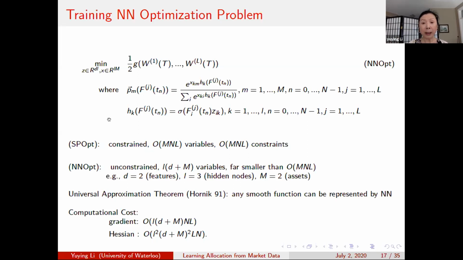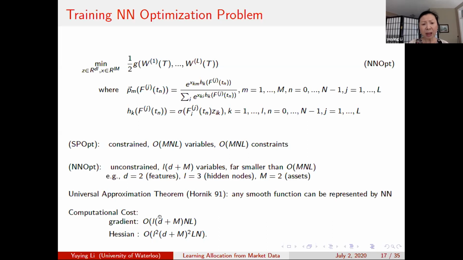So by using this approach, we actually simplify the problem significantly. The original scenario optimization problem has constraints, and the number of variables is proportional to the number of scenarios, of order m n times L, and the number of constraints is also of the same magnitude. And my neural network training optimization problem, in terms of number of variables, is very small, far, far smaller than the scenario optimization problem.